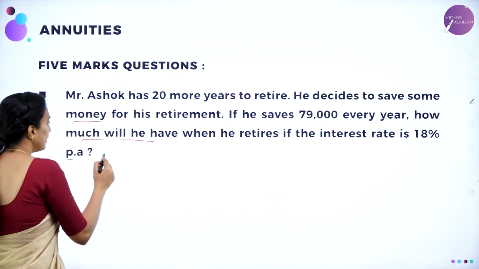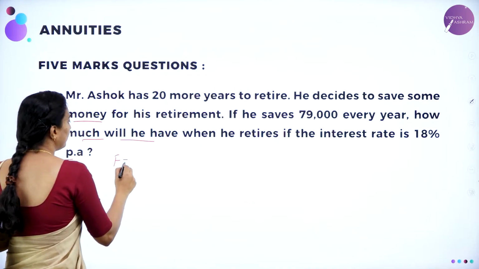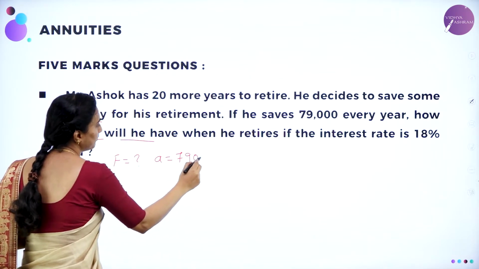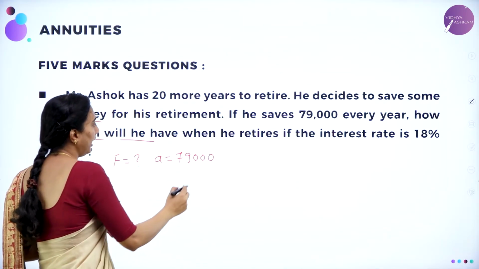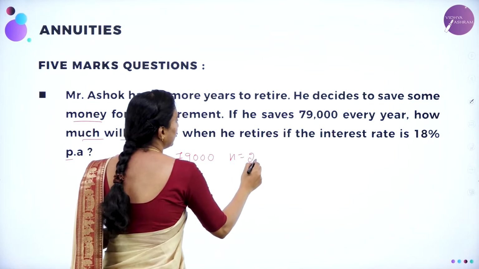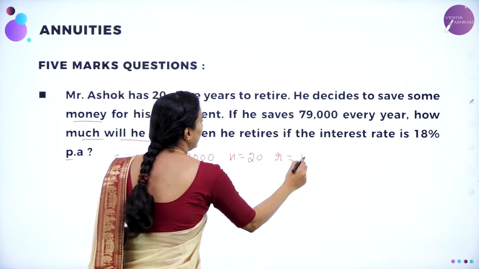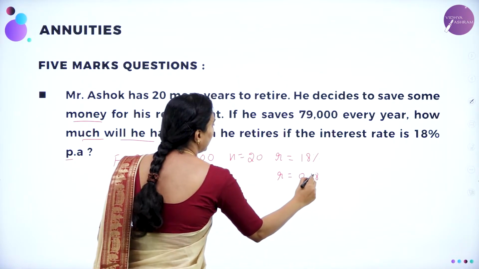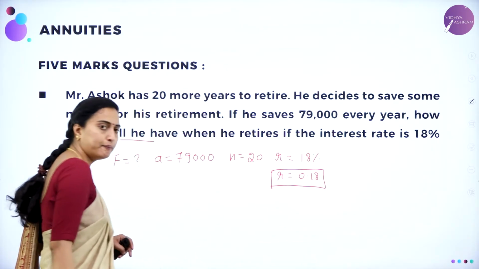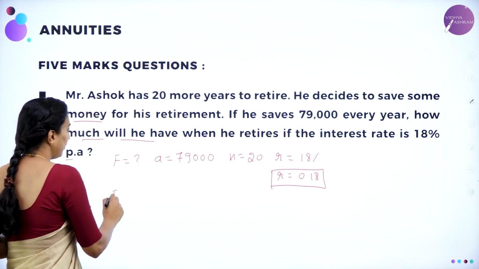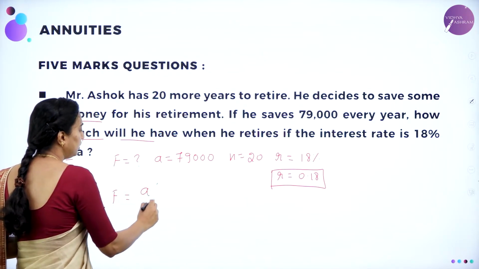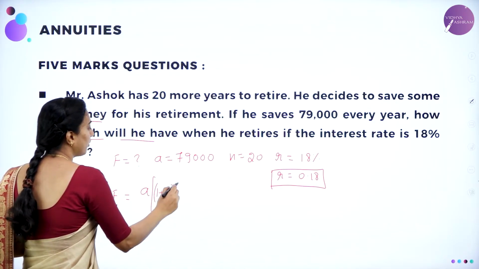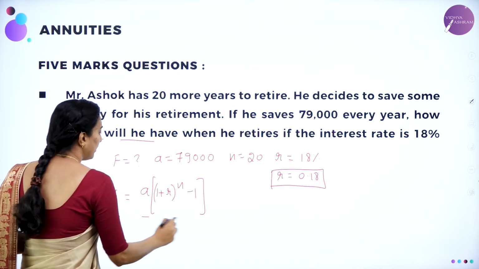So we don't know the future value; we need to calculate that. A, they have given 79,000 per year. And N will be equal to what? 20 years. And R is equal to 18%, which can be converted as 0.18 after dividing throughout by 100. Now, we know that F is equal to A into (1 plus R) whole to the power of N minus 1, divided by R.